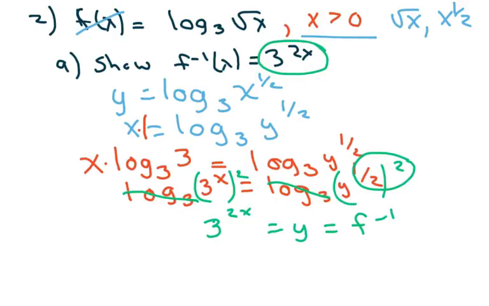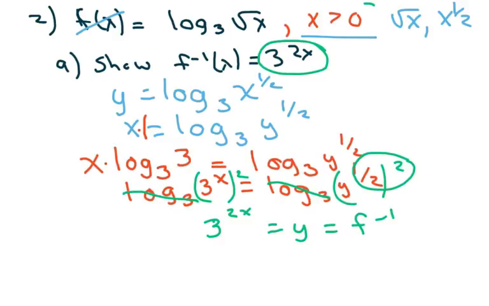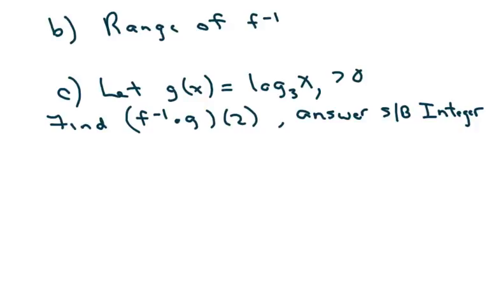Now, the next thing they do is they want us to find the range. Well, remember the range. We switch the x and the y. So the range of the inverse is actually the domain of f. So since we have the inverse, it's just going to be y is greater than 0. And that's all you have to do for that. And now they get a little complicated, the C part.